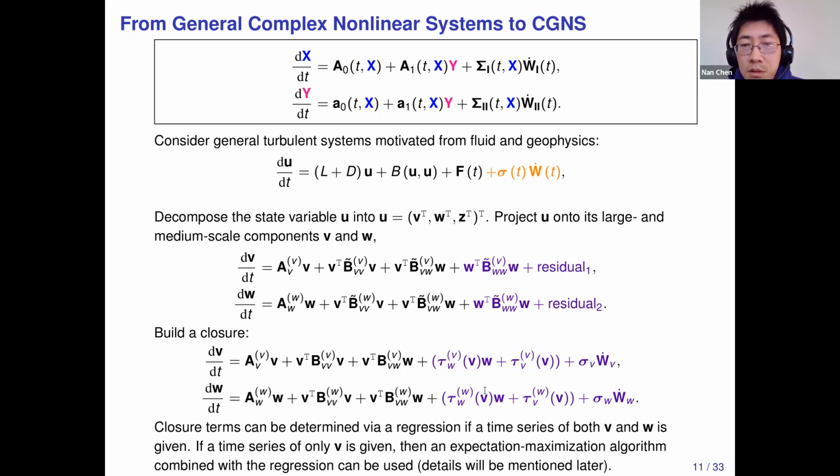And then you may ask me how to estimate the coefficients of the closure. If we have the time series of both V and W, then we just apply a linear regression for the coefficients. But if we have only partial observations, say only the observation of V, then we have to use an expectation maximization algorithm, to estimate the coefficients and the hidden states simultaneously, which I'll briefly mention later in this talk. But anyway, here I just want to say there will always be a systematic way to provide a conditional Gaussian system as an approximate model for the original nonlinear system.